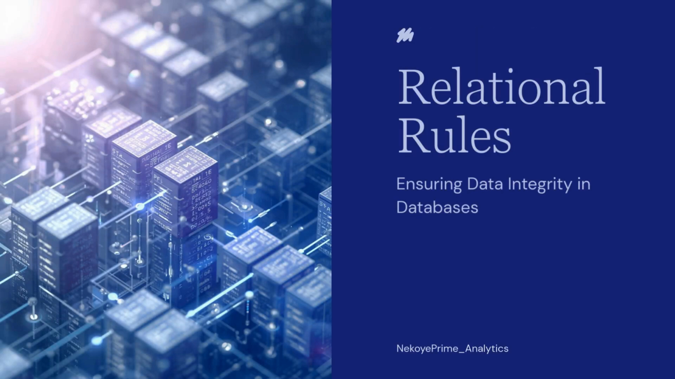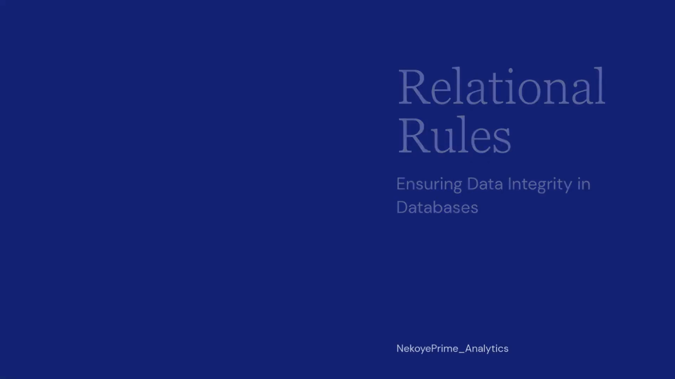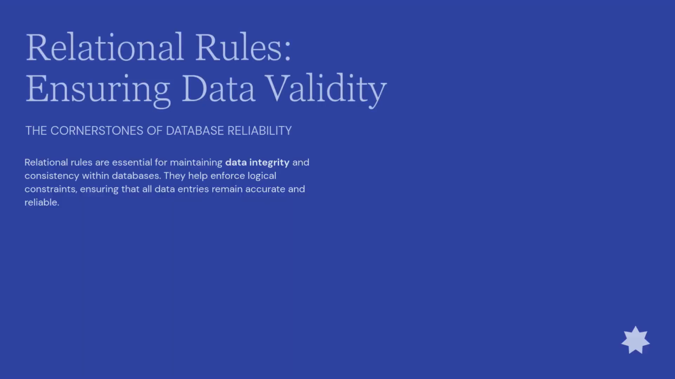Relational rules are the backbone of relational databases. They are logical constraints that ensure our data is not only stored, but stored correctly. Without these rules, databases would quickly become unreliable, inconsistent, and difficult to use.